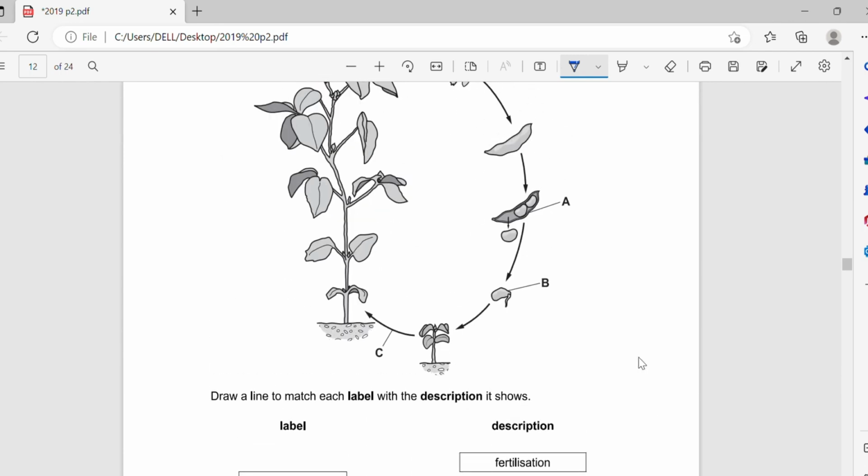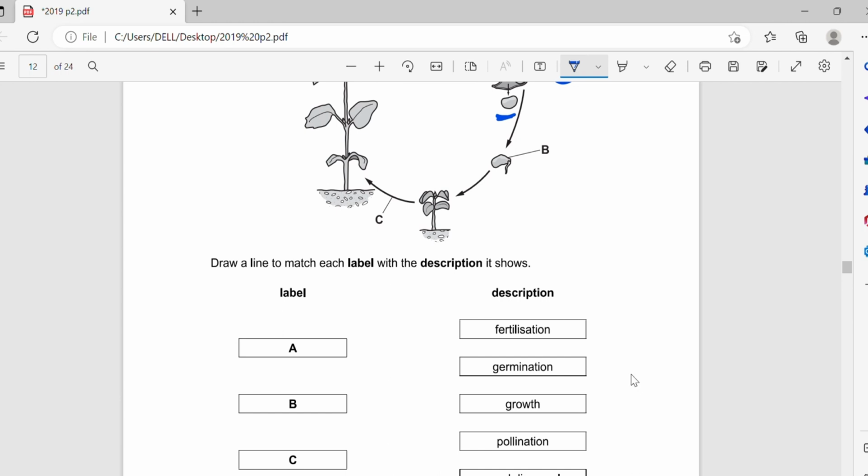A, look at A. What's happening here at A? What's happening to the seeds? Great, this is the seed dispersal. يبقى A, seed dispersal. B, بعد seed dispersal what happens? Great, what happens to the seed? It germinates. يبقى B is germination. Then after this C, what happens to the plant here? It's growing to a big one. This is growth. يبقى عندي seed dispersal, then the germination, then the growth.